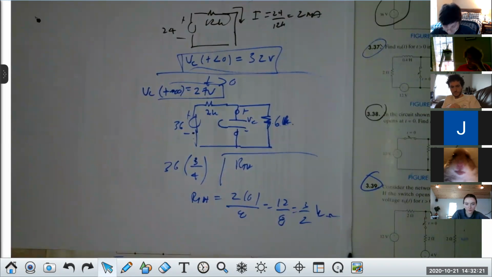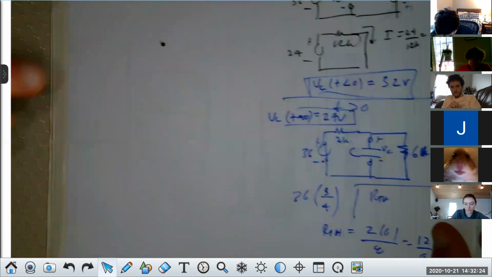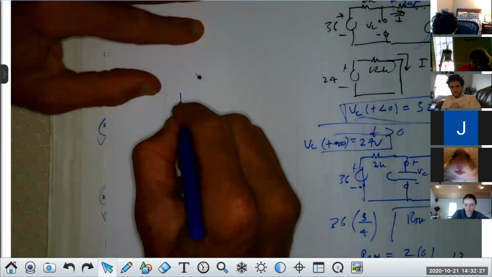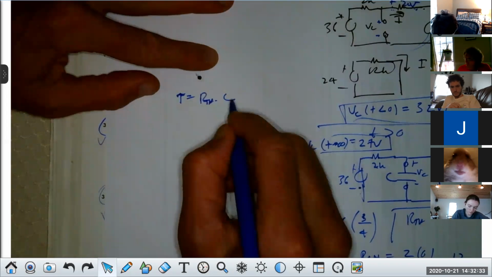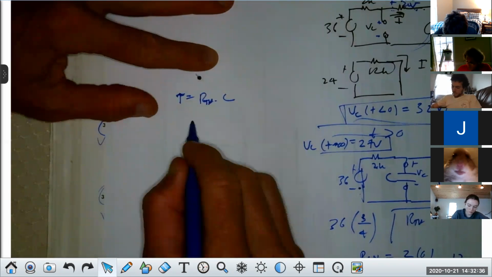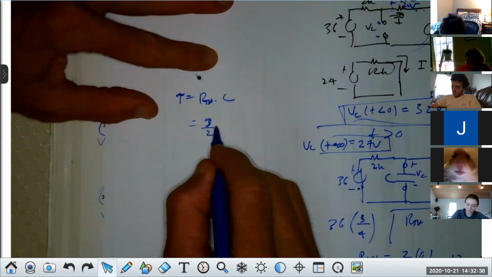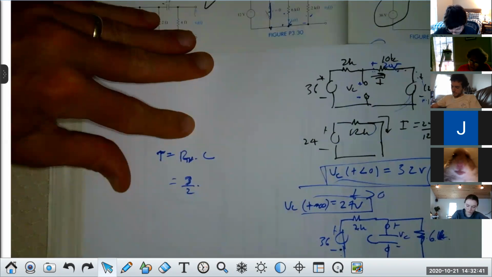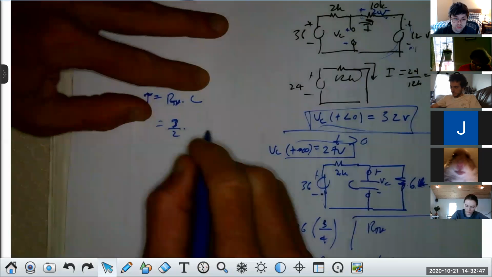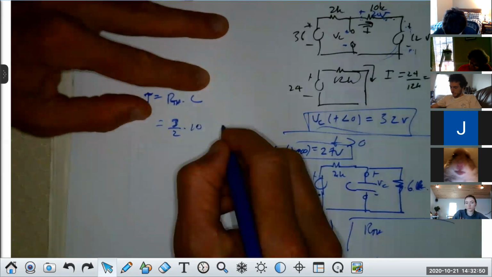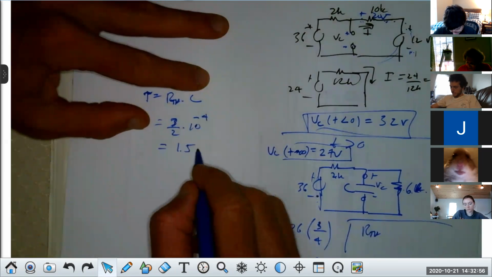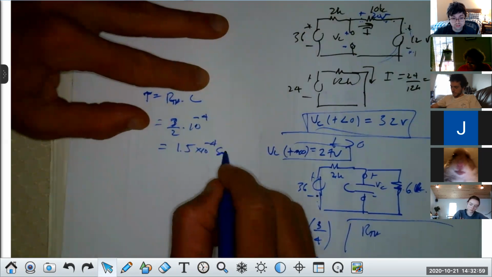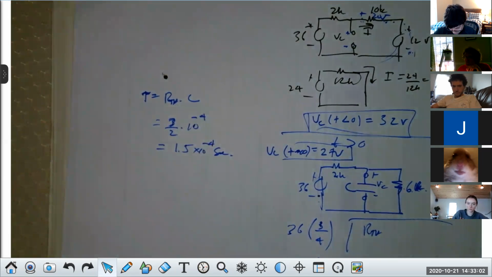Now, if I have that in K ohms, the next thing I need is tau. Remember, it's an RC circuit. So what would tau be? R times C, R Thevenin times C. So here we have 3 halves times C. What was C in this one again? That 100 was micro, 100 microfarad. That's 100 times 10 to the minus 6. So that's really 1.5 times 10 to the minus 4th seconds. You agree with it?